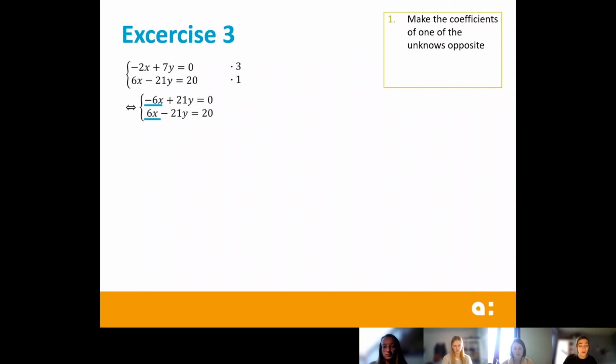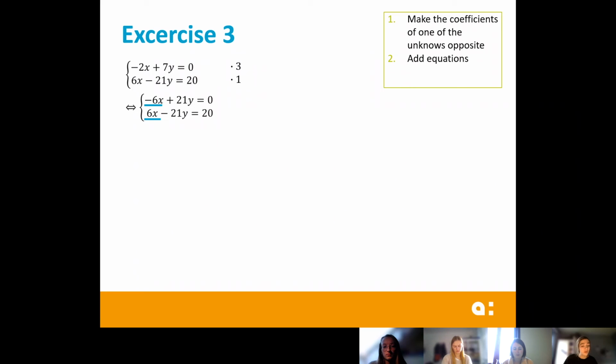Of course, we can also choose to multiply by negative 3 and negative 1. In that case, the coefficients of x are also opposite to each other. In step 2, we form an equivalent system of equations. We add the left-hand side of the second equation to the left-hand side of the first equation and do the same for the right-hand side.